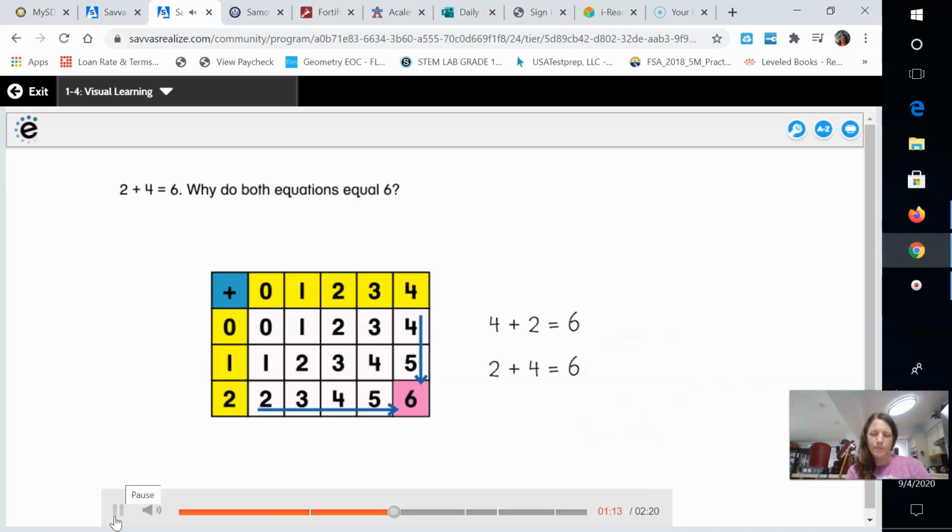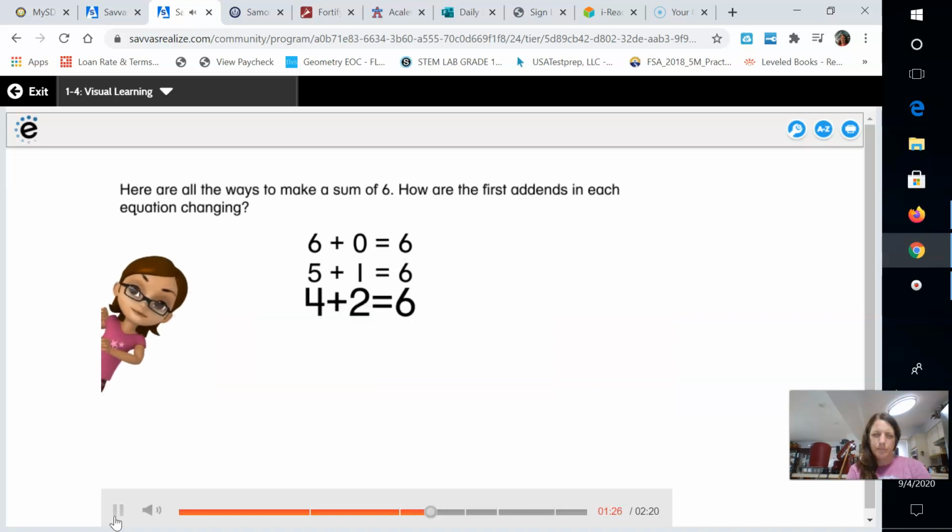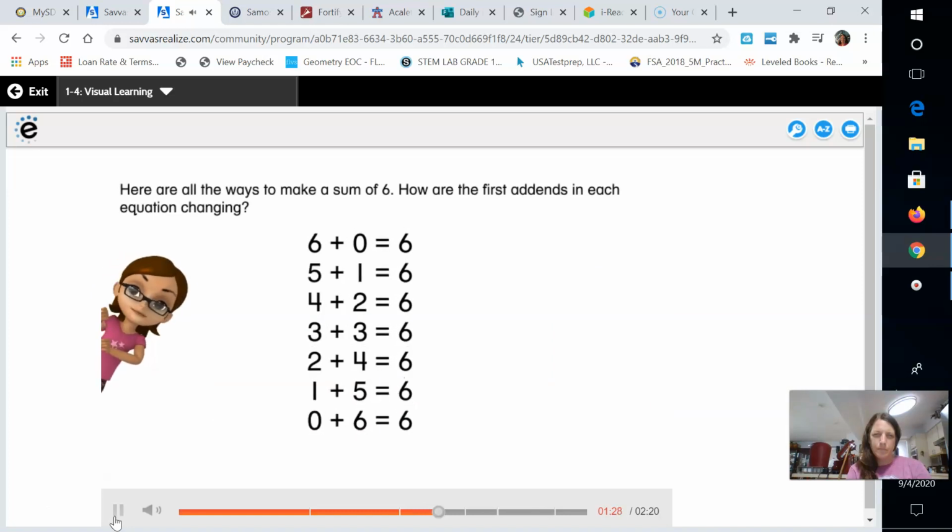Why do both equations equal 6? You can add numbers in any order, and the sum is the same. Here are all the ways to make a sum of 6. What pattern do you see? How are the first addends in each equation changing?